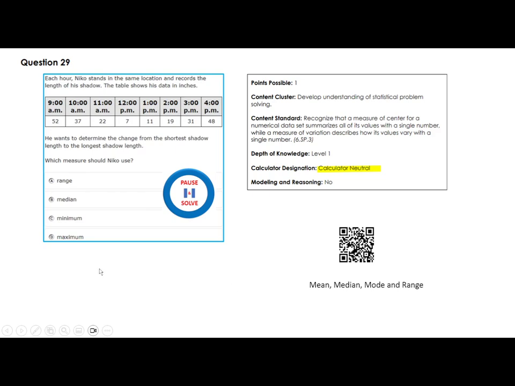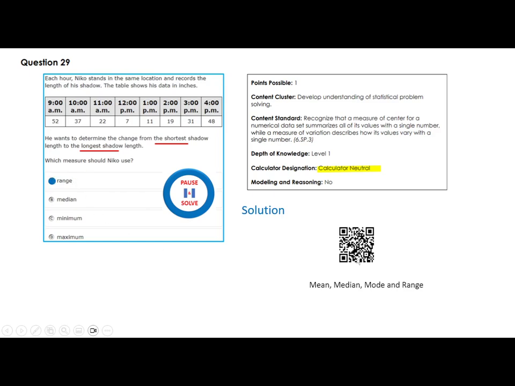Each hour, Nico stands in the same location and records the length of his shadow. The table shows his data in inches. At 9 o'clock, 10 o'clock, 11 o'clock, okay? Noon, and it starts going up here. He wants to determine the change from the shortest shadow length to the longest. Shortest to the longest, the minimum to the maximum, is range.